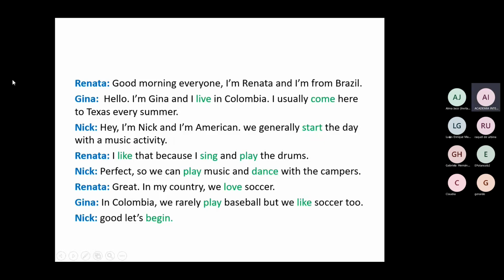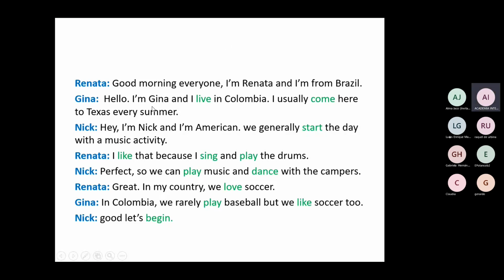For example, if I start, good morning everyone, I am Renata, and I am from Brazil, and somebody else say, hello, I'm Gina, and I live in Colombia. I usually come here to Texas every summer. Hey, I'm Nick, and I'm American. We generally start the day with a music activity.